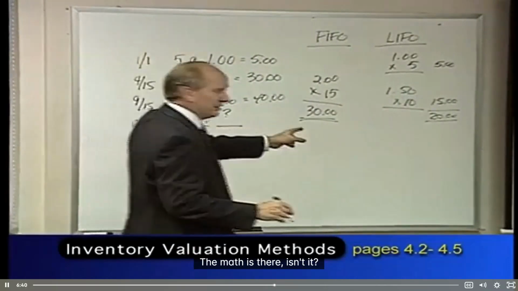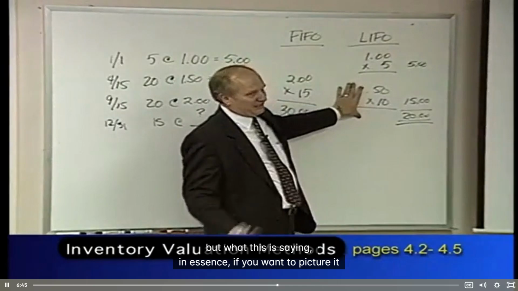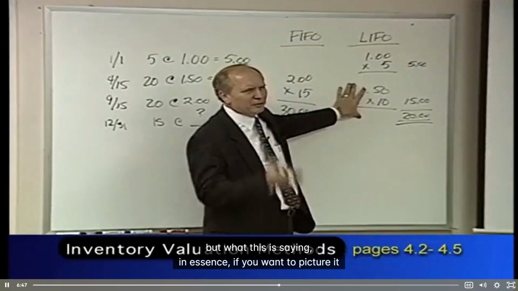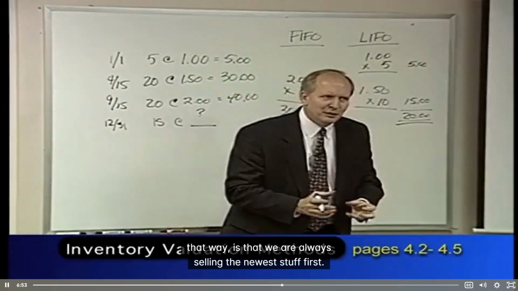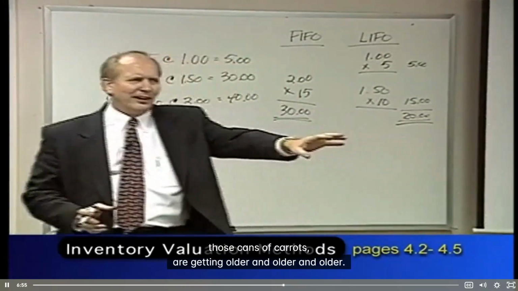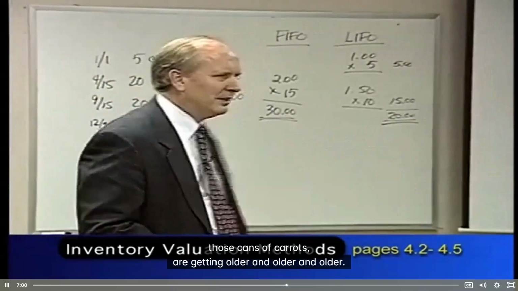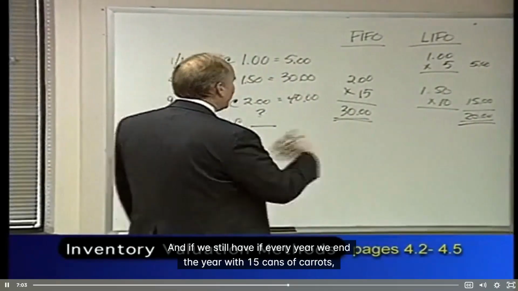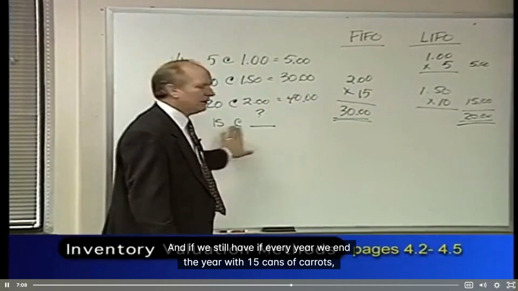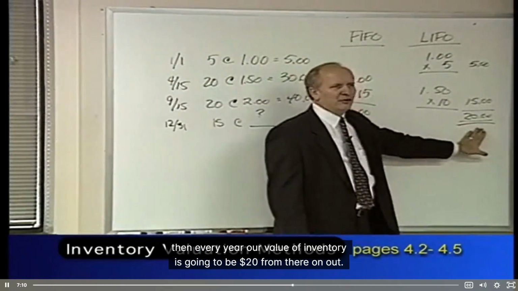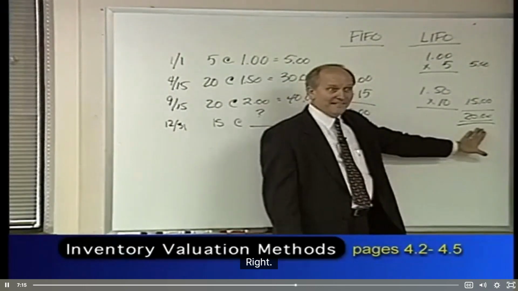Okay? Now, does this make sense to you? The math is there, isn't it? It's clear how we got the math. But what this is saying, in essence, if you want to picture it that way, is that we are always selling the newest stuff first. So the old cans of carrots are getting older and older. And if every year we end the year with 15 cans of carrots, then every year our value of inventory is going to be $20 from there on out, right?